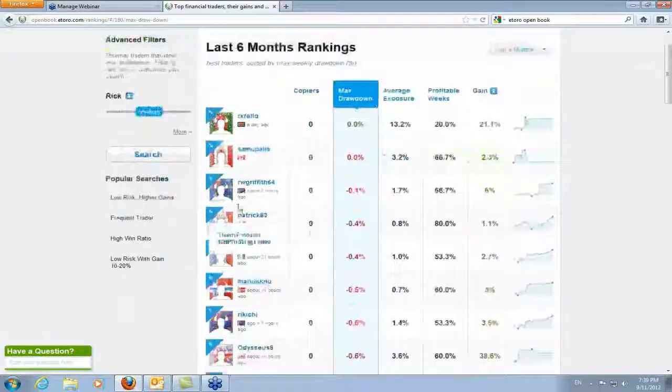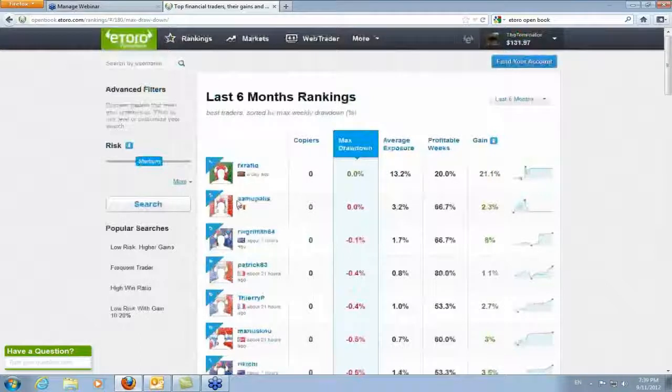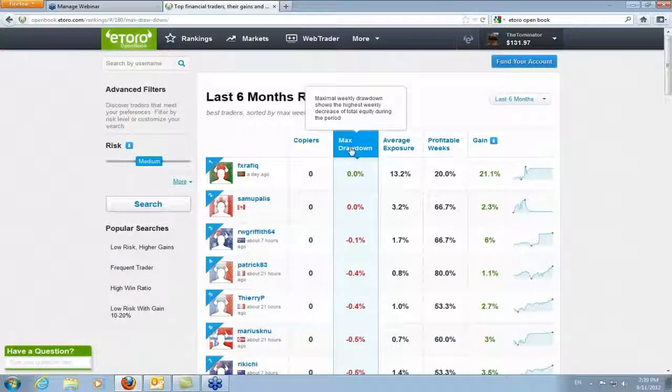And by the way, these gurus, as we like to call them, financial gurus, they get compensation per amount of copiers they have. So your benefit is, I'm a beginner, I can copy the pros and trade just like they do, and I'm going to show you how to do it in a few seconds. Their benefit is they're getting bonuses from eToro per the amount of copiers they have. All right, so that is what max drawdown here is, the worst week that this trader has ever had.